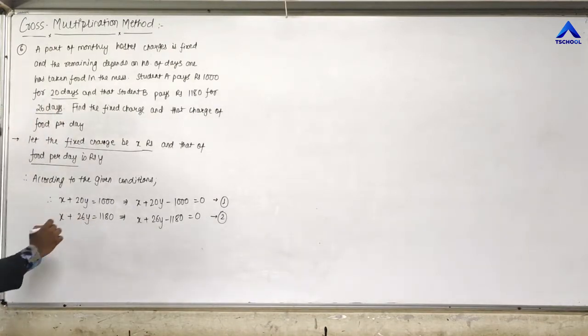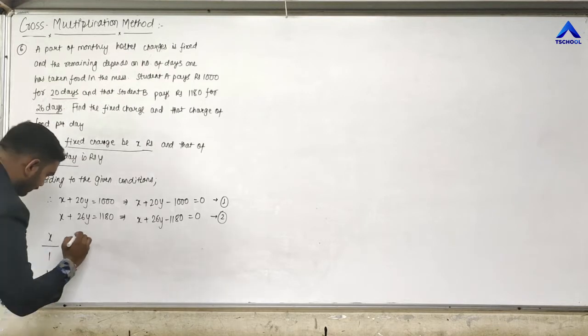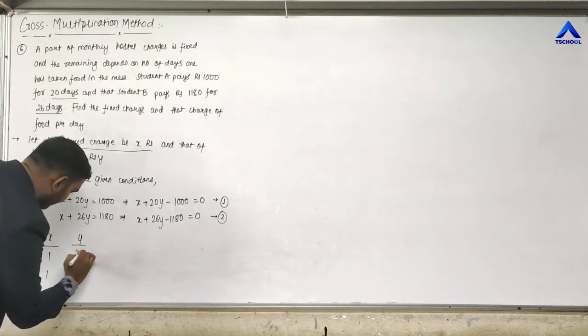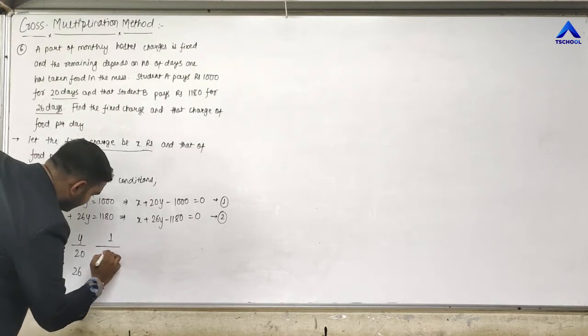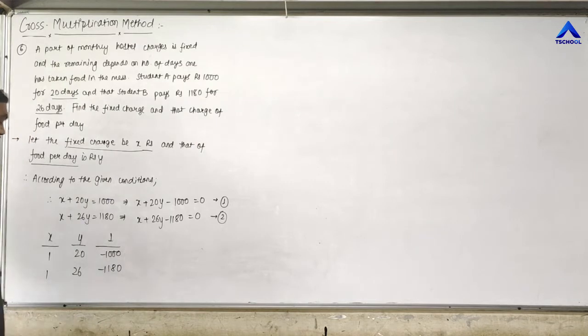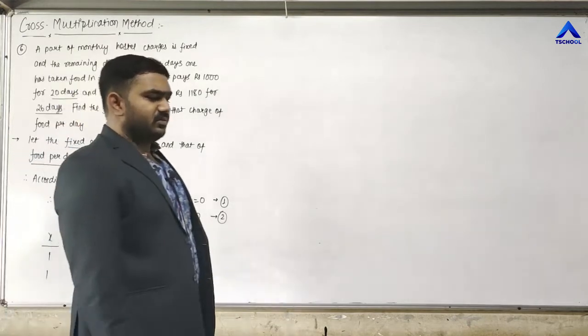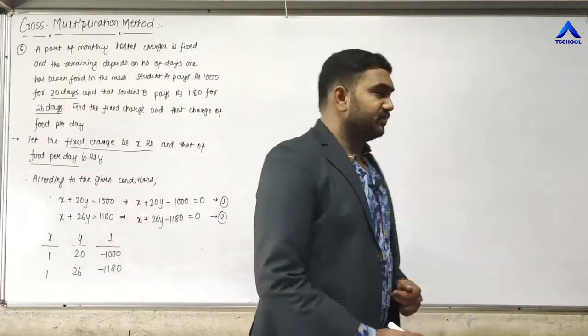Therefore we get the coefficients here, that is under X we are having 1 and 1, under Y we are having 20 and 26, and under the constant term, that is minus 1000 and minus 1180. Note that, see friends, these two coefficients are too large to multiply, but don't worry about it. It will be easier when you solve the sums, right?